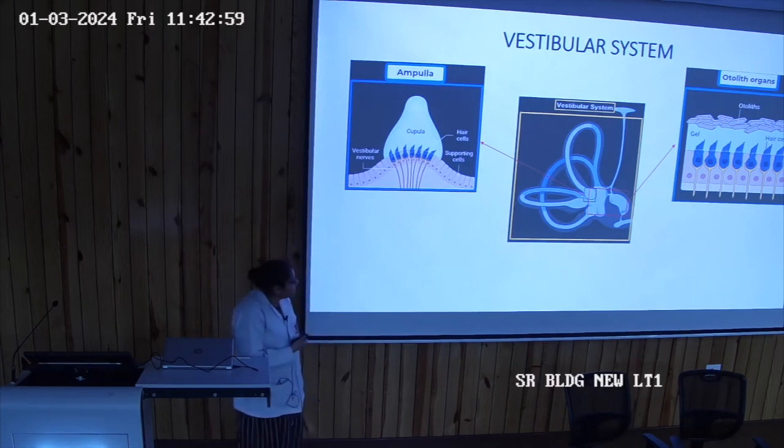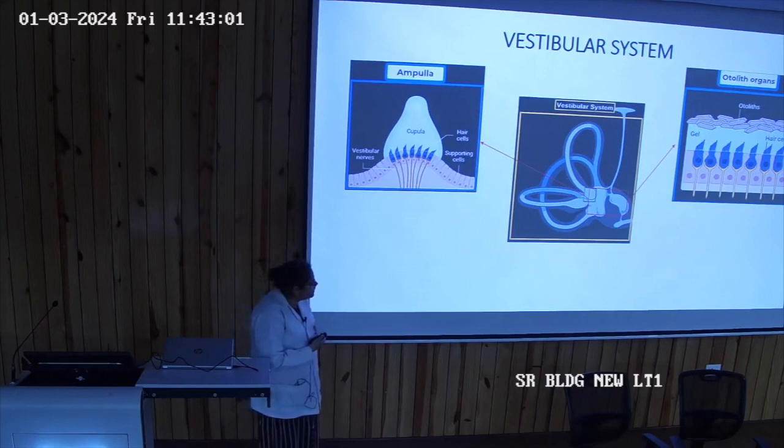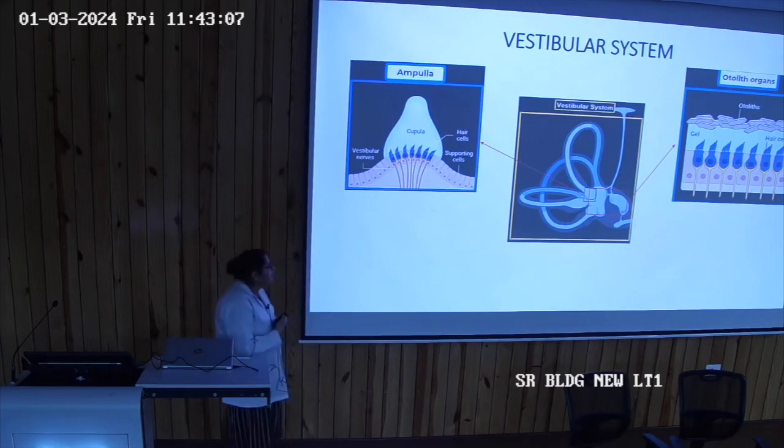Now the endolymph present in the membranous labyrinth can shift to the ampulla where the hair cells are present, which are the sensory receptors of the vestibular system. At the top of the hair cells, there are many small projections known as the stereocilia. The movement of the endolymph in the ampulla causes the movement of these stereocilia, which causes the release of the neurotransmitter to send information to the brain.